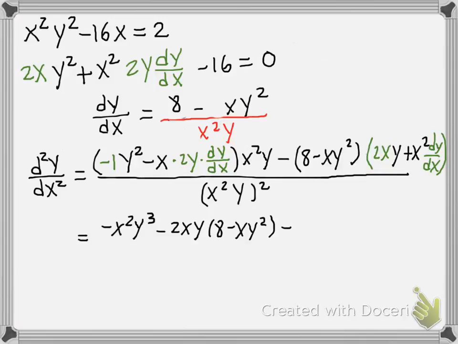Next, again, we continue distributing. So we get 8 minus x y squared times 2xy. Well, we notice this expression and this expression are the same. So we can combine them and we get 2 of them. So altogether, we will get 4.